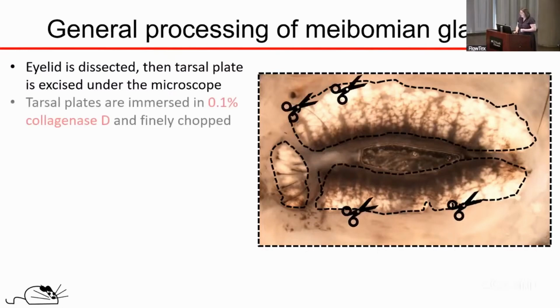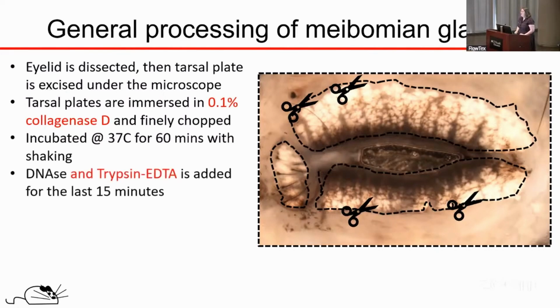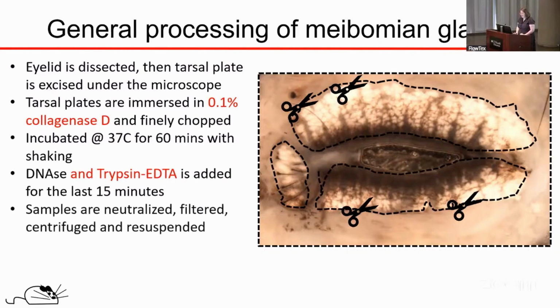And then we put them in a solution, this time of a different collagenase called collagenase D. We found that this one is better at digesting the meibomian gland. We then, as usual, incubate at 37C for 60 minutes. But in the last 15 minutes, we also add trypsin EGTA along with our DNase. And we found that that's really improved cell volumes when we do this experiment. And then, as always, samples are neutralized, filtered, centrifuged, and resuspended.